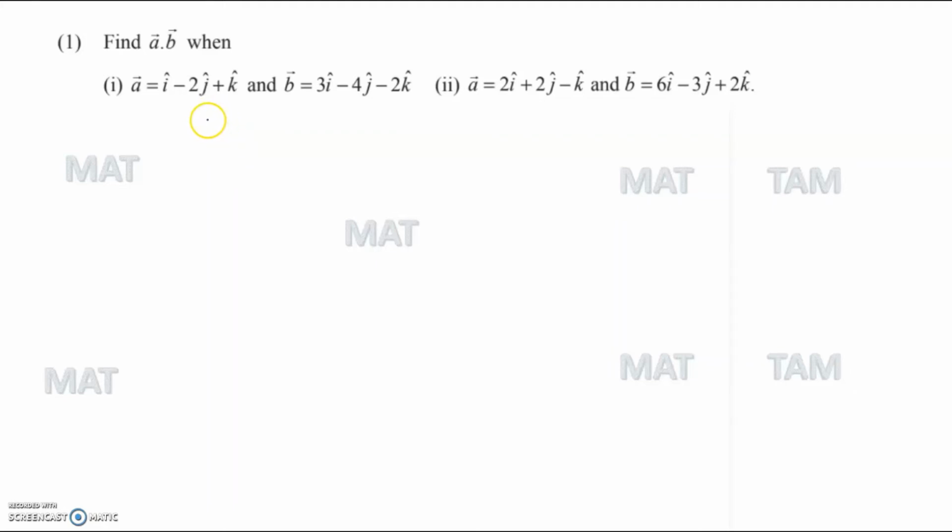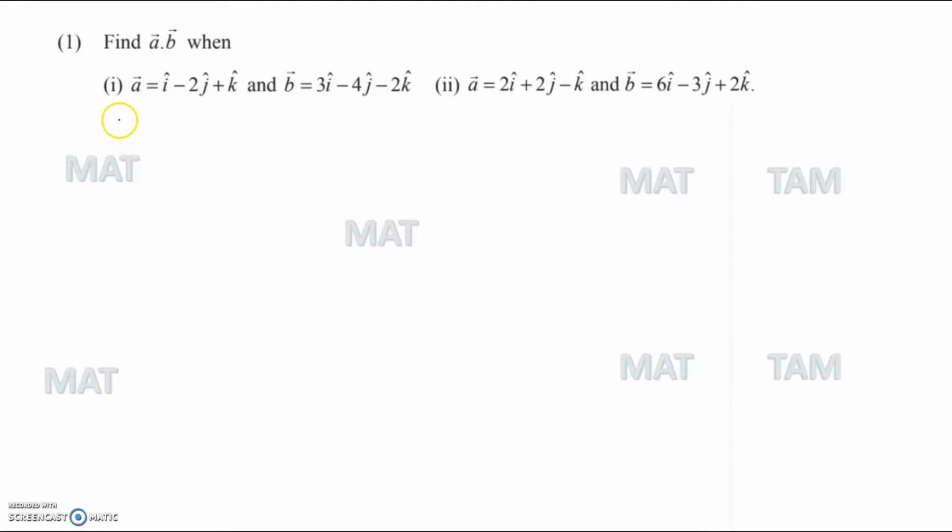In this video, we will do problems from exercise 8.3. Question number 1 says find A vector dot product with B vector when you're given vector A and B by this, and you have two questions here. So let's do the first one.